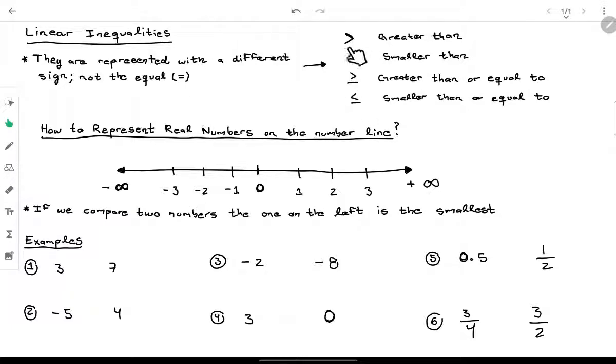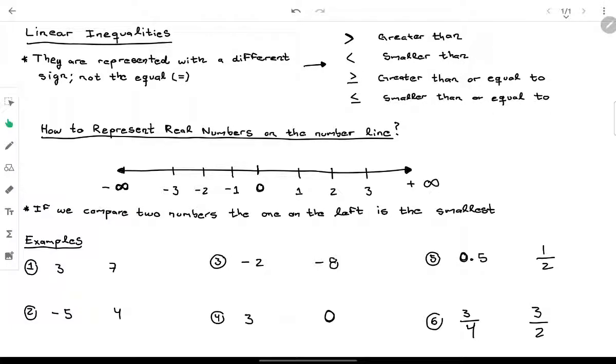The first one is called greater than. The second one is called smaller than. This one that we have here, composed of the greater than sign and a line, is greater than or equal to. And this one, the same as the smaller one but with a line on the bottom, is smaller than or equal to.